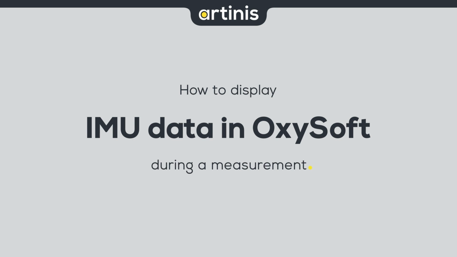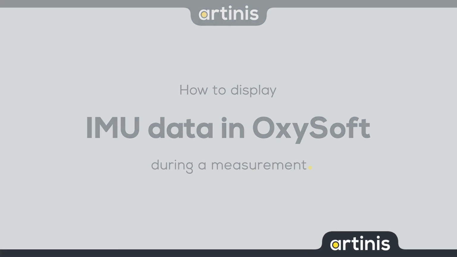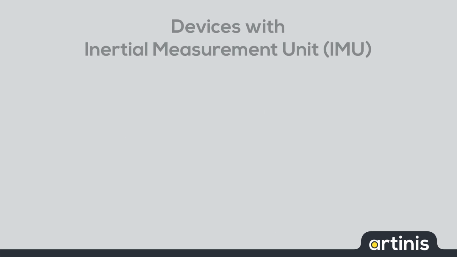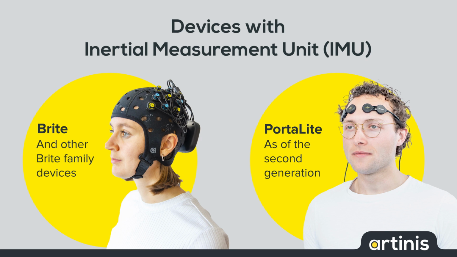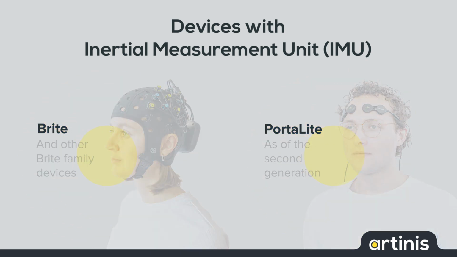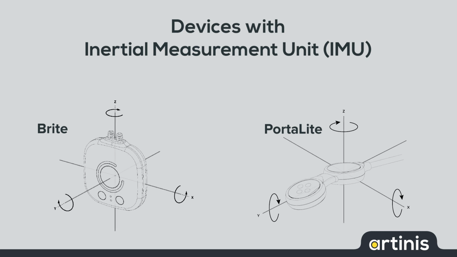In this video, I will explain how to display IMU data in OxySoft. Some of our devices, for instance the Bright and Portalite MK2, have an integrated orientation sensor, otherwise known as Inertial Measurement Unit or short IMU. The IMU consists of a gyroscope and an accelerometer, which each have three axes of orientation: X, Y, and Z.